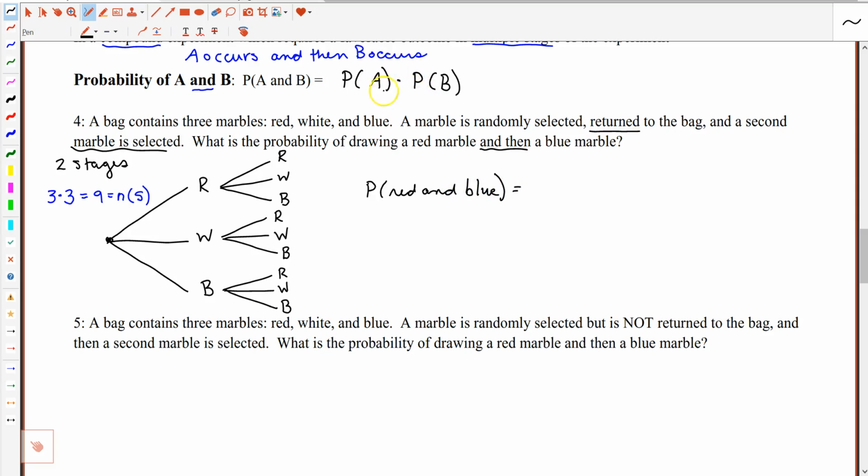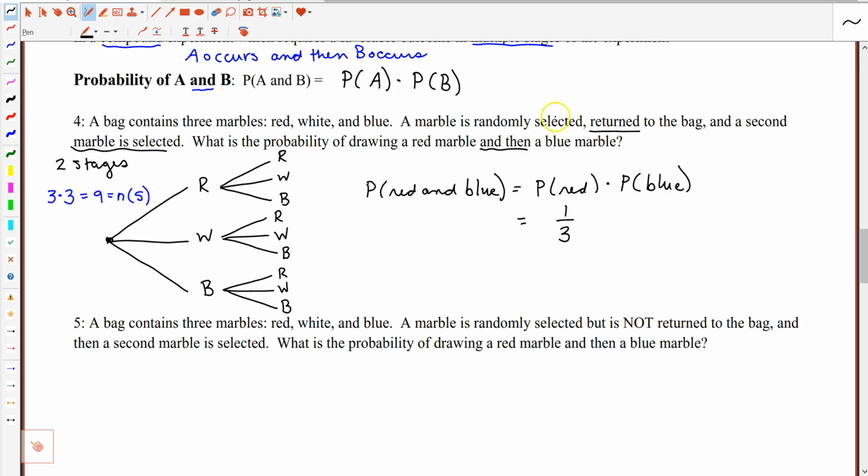Okay, so what this formula is getting at is that it's going to be the probability of a red times the probability that the second one is blue. So the probability that the first marble was red: on the first pull, there's one red marble out of 3 marbles in the bag. So the probability that that first marble is red is 1 out of 3.